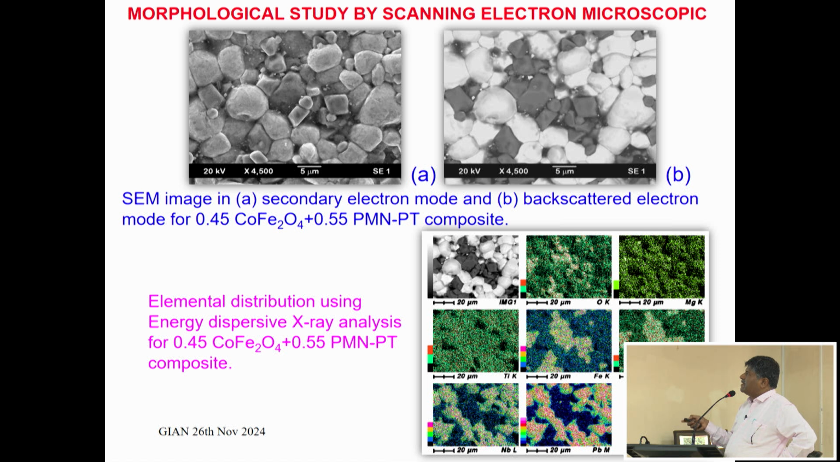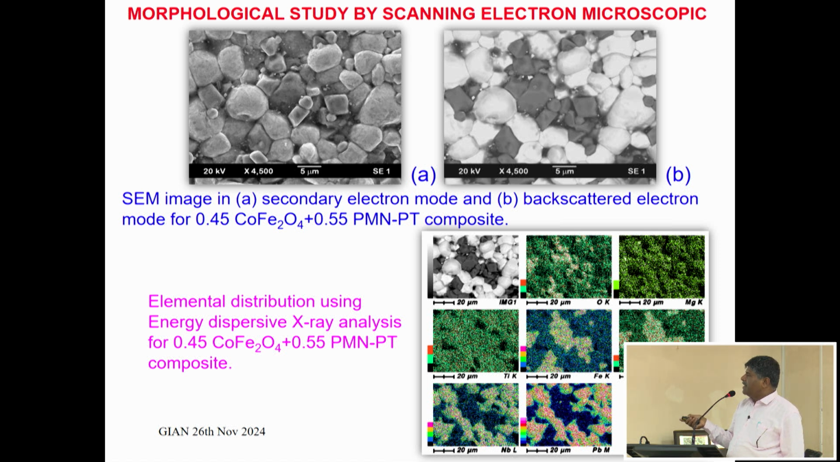Here this is the image recorded in the secondary mode, whereas this is the image recorded in the backscattered electron mode. In backscattered electron mode, you get an idea that these are the white grains and these are the black grains. From here, what you come to know is that two kinds of phases or two kinds of grains are distributed. Now, you have to understand why one is looking black and the other is looking white, and what elements are present over there.